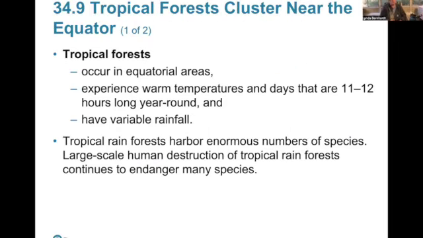Tropical forest. Most people have heard of a tropical forest. These are nice and toasty warm, with long days and lots of moisture. And that's why we know of them as the tropical rainforests, or rainforests is what most people will say. A lot of human destruction. We are destroying these like crazy. It's absolutely horrible.